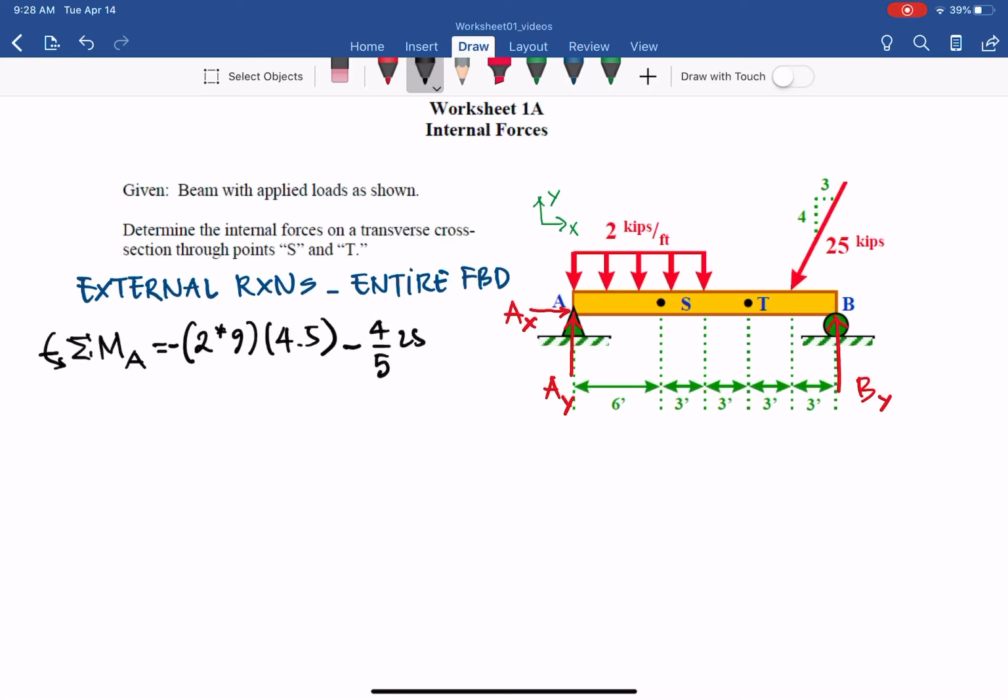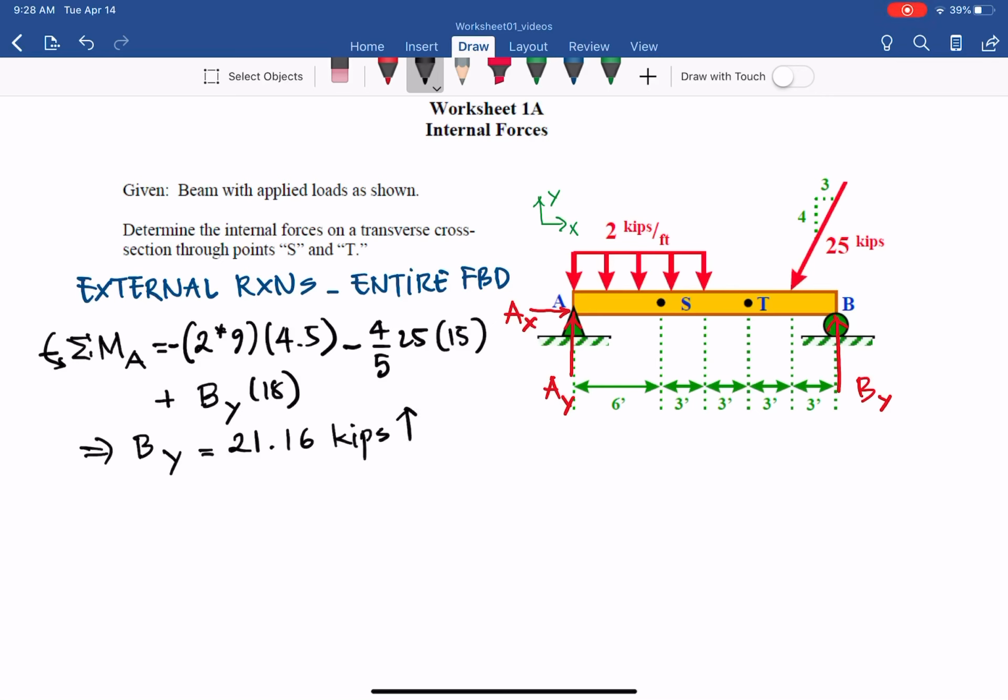4/5 of 25, and then the moment arm 6, 3, 3, 3, so it will be 15 feet, and then we plus BY times the moment arm 6 plus 4, 3, so 12 plus 6 equal to 18. So from that we can get BY equal to 21.16 kips, positive, going up based on our assumed direction.